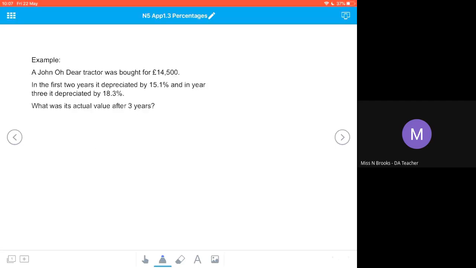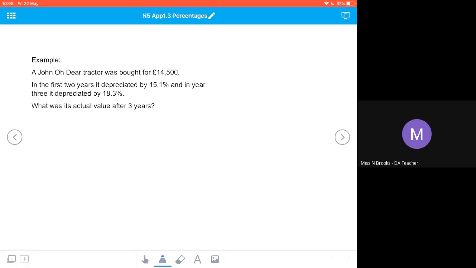So in this example, a John Deere tractor was bought for £14,500. In the first 2 years, it depreciated by 15.1%, and in year 3, it depreciated by 18.3%. What was its actual value after 3 years? So you can see that we've got 2 different depreciation rates. One of them is over a period of 2 years, and the other one is over a period of 1 year. So we're going to look at the first 2 years first, because we need to know what the value was at the end of year 2 before we can apply the depreciation for year 3.